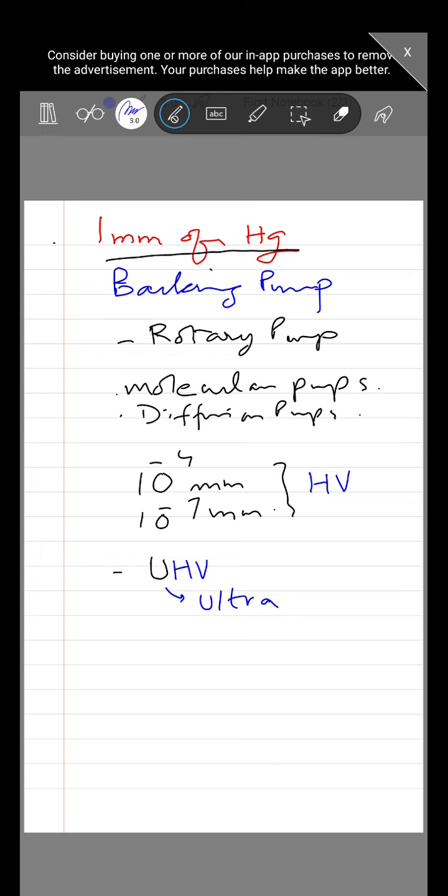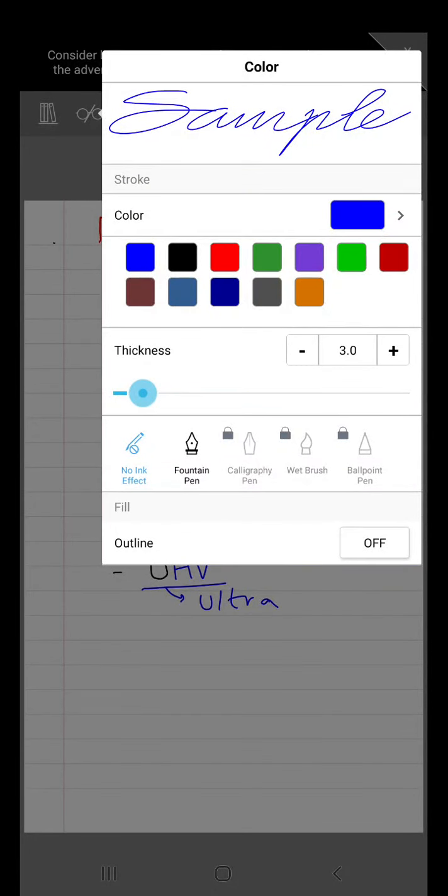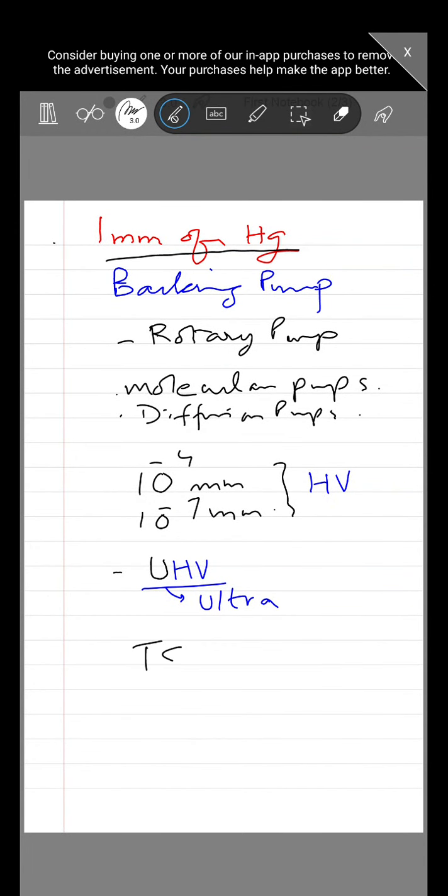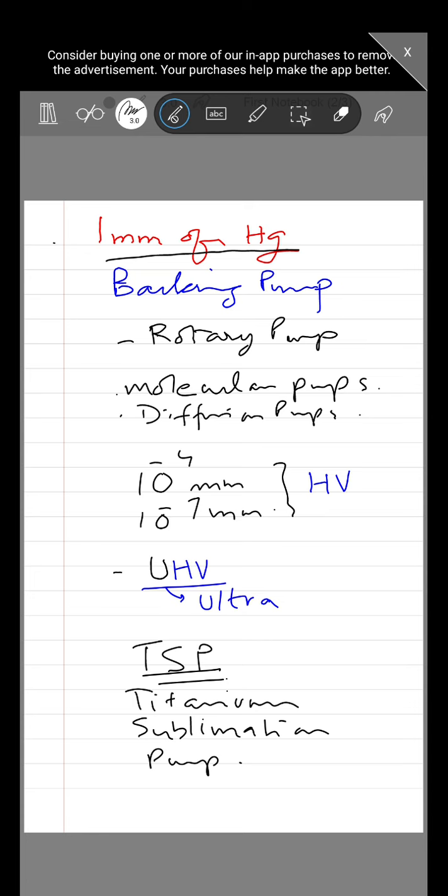To achieve this ultra high vacuum, we use pumps like titanium sublimation pumps. TSP stands for titanium sublimation pump, and we get a pressure of 10 to the power, say, minus 10 or even lower millimeters of Hg.